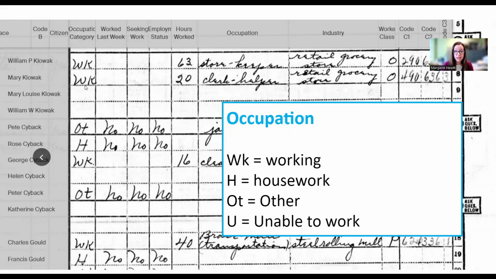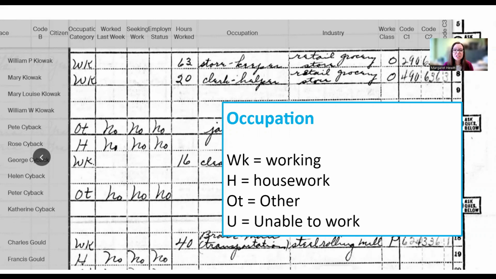WK means they were working. H means that someone is involved in housework. OT means other. Maybe they're a student, maybe they've been laid off, there's some other circumstance happening here. Or a U means the person is unable to work.